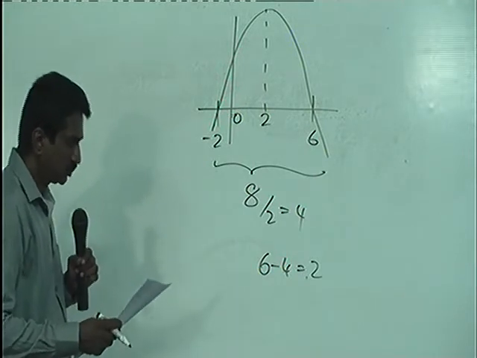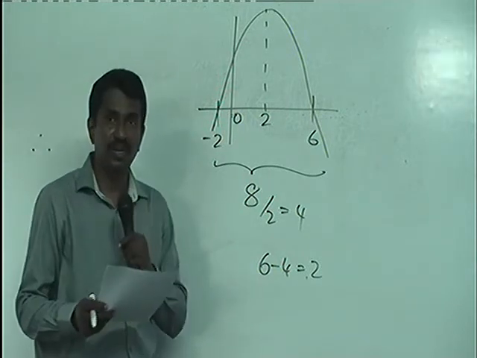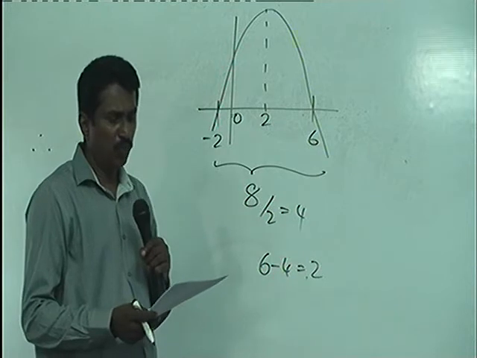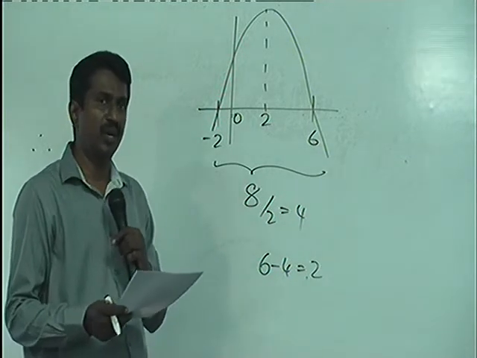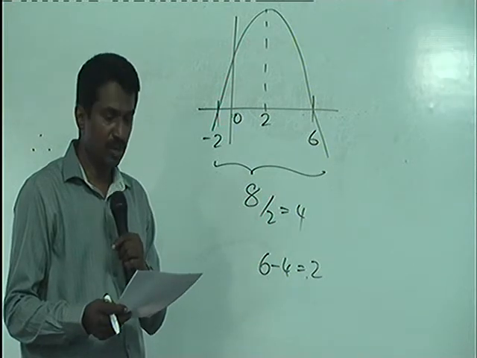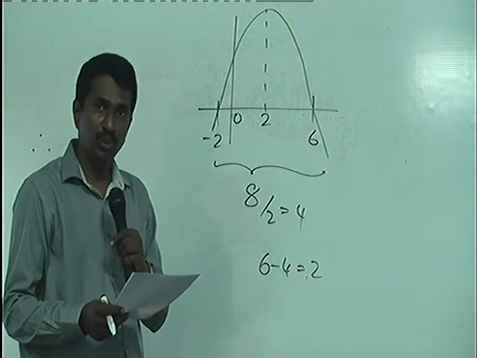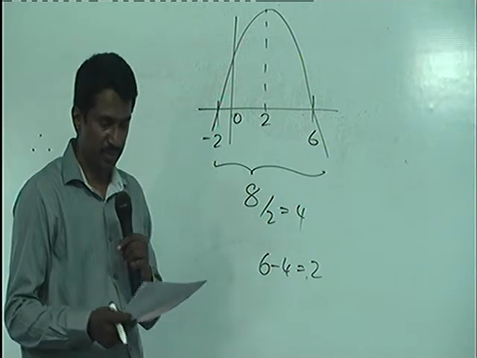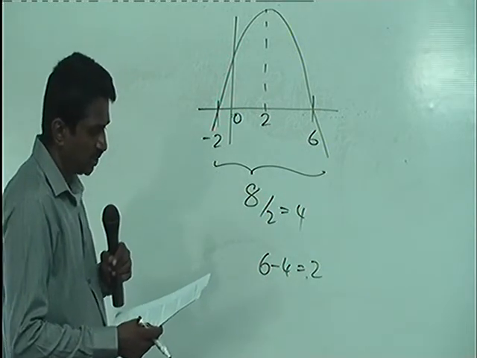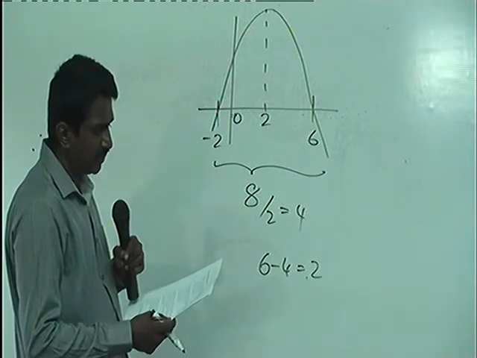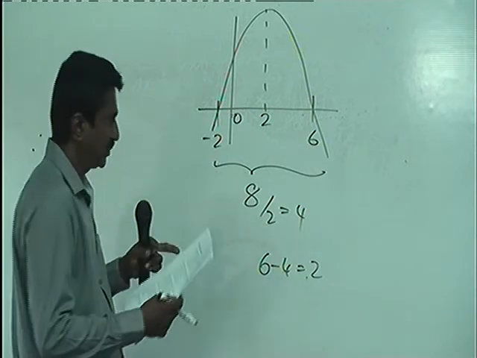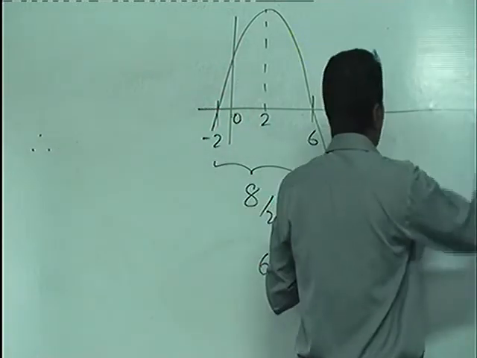Question number 2, a similar one. A quadratic equation has a positive x squared term. Now what comes to your mind first is minimum, because x squared is positive, then it is a minimum point. Okay. A quadratic equation has a positive x squared term. The curve intercepts the x-axis at -4 and 6.